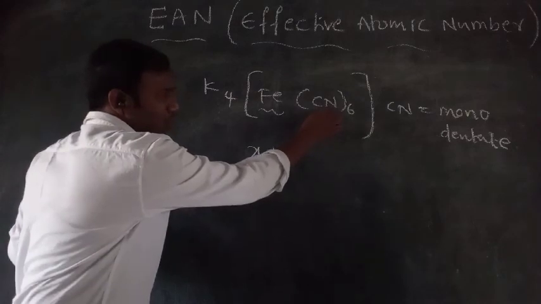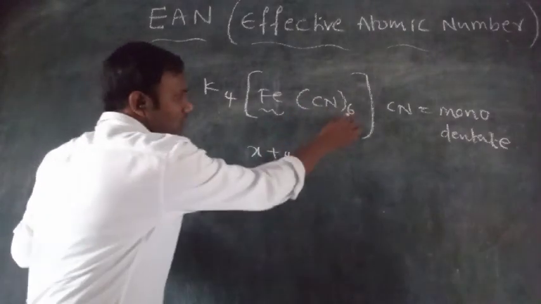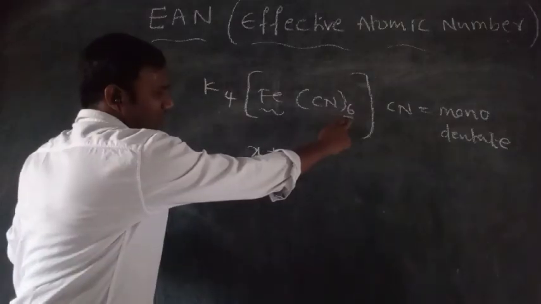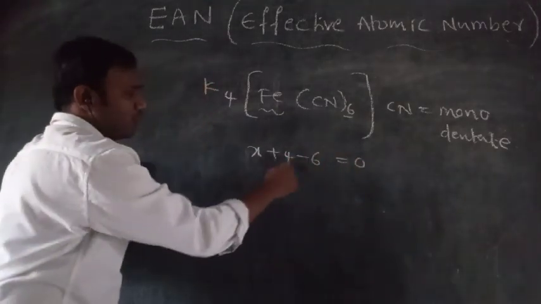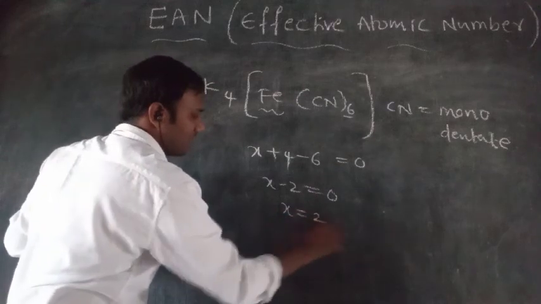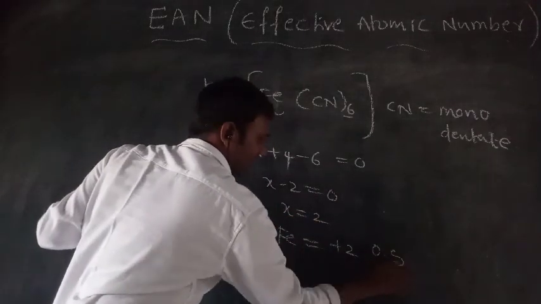And cyanide is a monodentate ligand, so it has a charge of minus 1. How many cyanides are present here? 6 cyanides, so minus 6, and the total is equal to 0. So 4 minus 6 is what? Minus 2. Then x minus 2 is equal to 0, which means x equals 2. That means the iron charge is plus 2, so the iron oxidation state is plus 2.